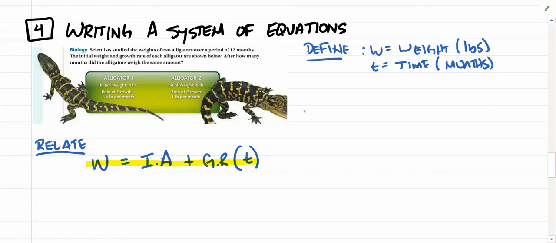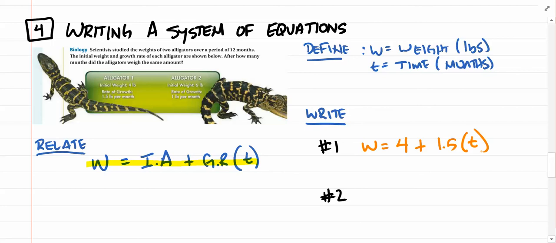All right, so the last thing we want to do is write the equations. I have 2 different alligators here, alligator number 1 and alligator number 2. Okay, alligator number 1, let's do that one first. I'll do this one in orange for you. The weight of this alligator is going to be equal to his initial weight, which was 4 pounds, plus the growth rate, 1.5 pounds per month. So 1.5 pounds for every month T. That's my equation for alligator number 1.